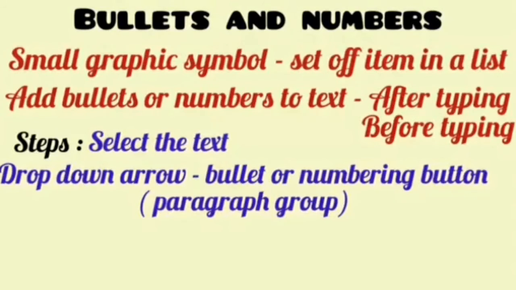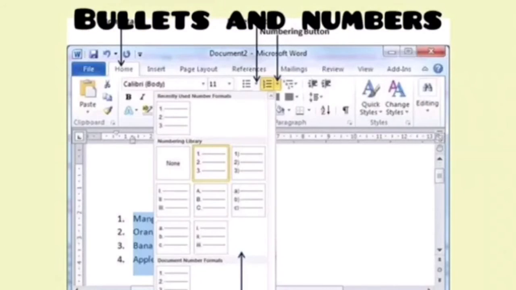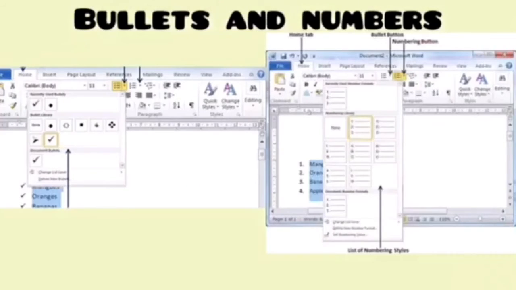First, what are the steps for this? First, you have to select the text, then click on the bullet button or number button. In that bullet and number button, you have a drop down arrow. Once you click on that, you will find many options where you can select the desired option. See, you can see the bullet button here. Once you click on that, you will find different bullets there. You can choose whichever you want.